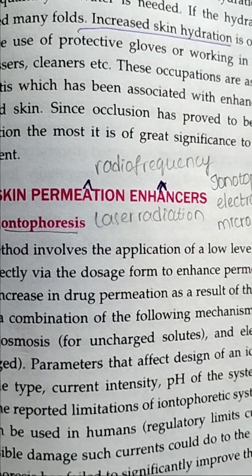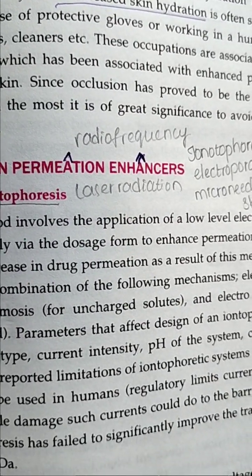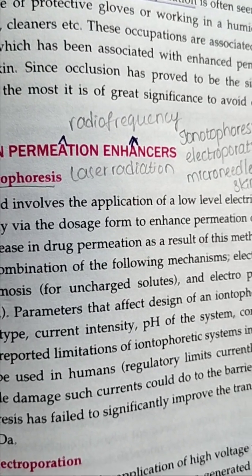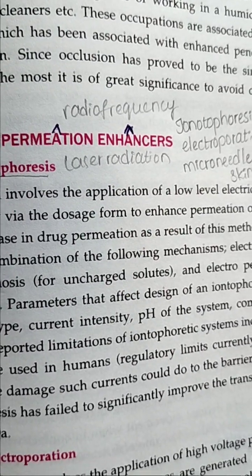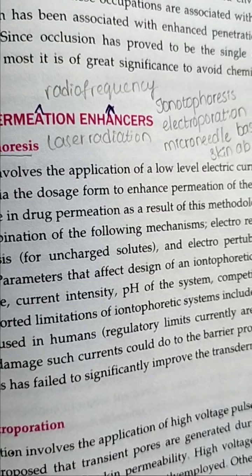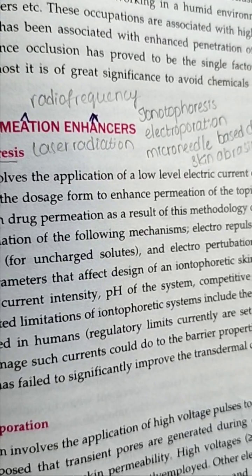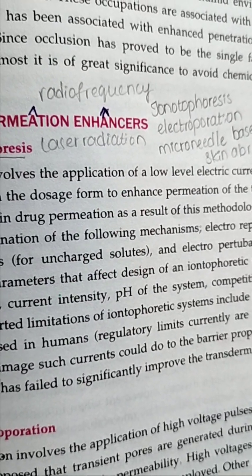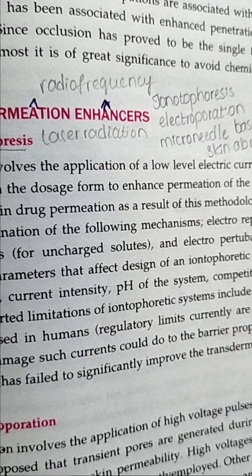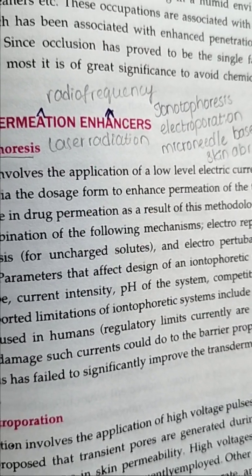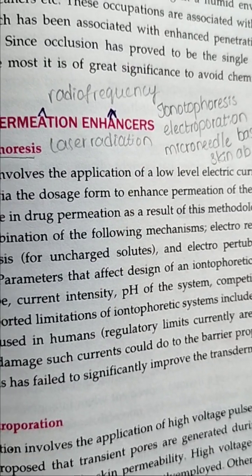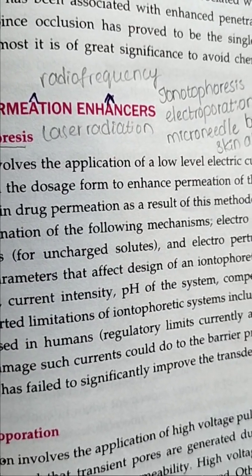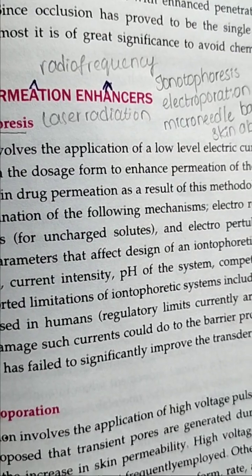Okay. And the second process is electroporation. In electroporation, high voltage pulses are involved to induce skin perturbation. These methods are used to increase the skin permeation. But in electroporation, when we apply high voltage electric current to the skin, it causes skin perturbation.